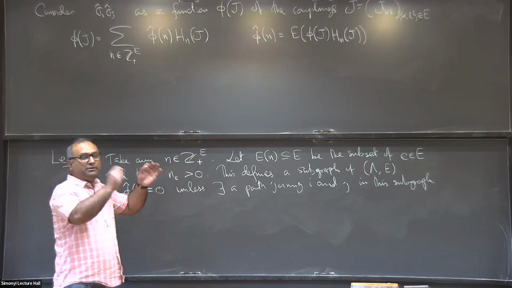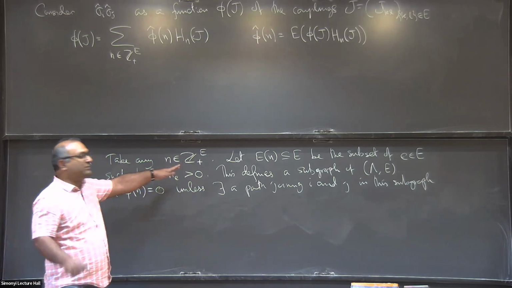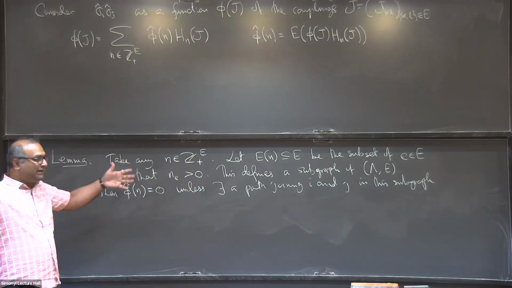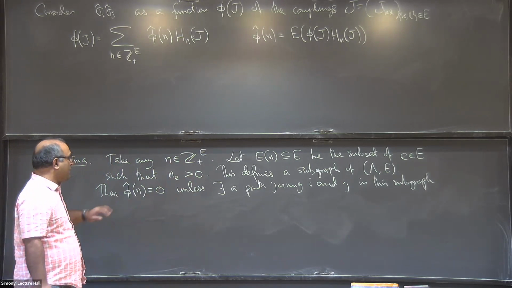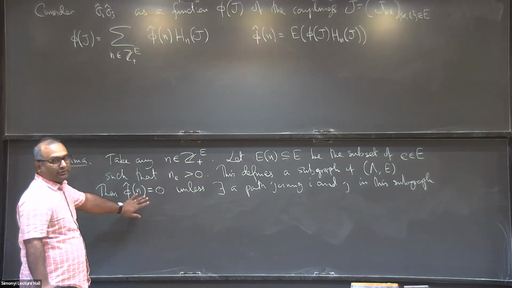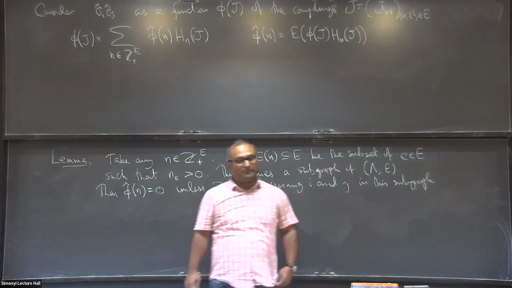one non-negative integer for each edge. So n defines a subgraph of the original lattice graph that you're considering, where you keep only those edges for which n_e is positive. Then the Fourier coefficient is exactly 0, unless there is a path joining i and j in the subgraph.